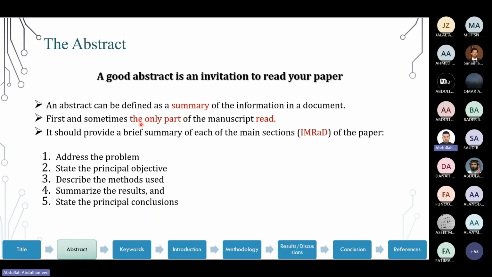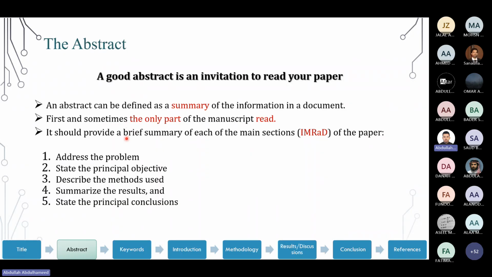The second point here says it is the first, and sometimes the only, part of the manuscript read. For us researchers, when I read a paper, sometimes I will only read the abstract, and of course it is the first one that I should read. Sometimes I might go directly to the results or the methodology, but most of the time I will only read the abstract. I will see whether the abstract contains the things that I'm looking for or not. Is the invitation good, does it attract me to read the whole paper, or do I feel from the abstract that this paper is not worth reading?